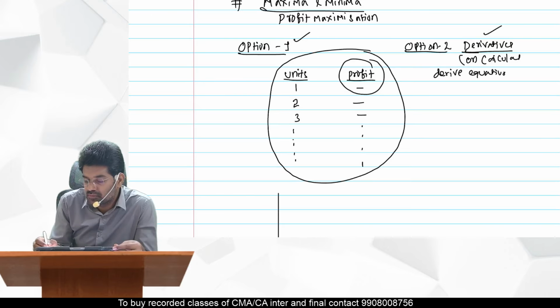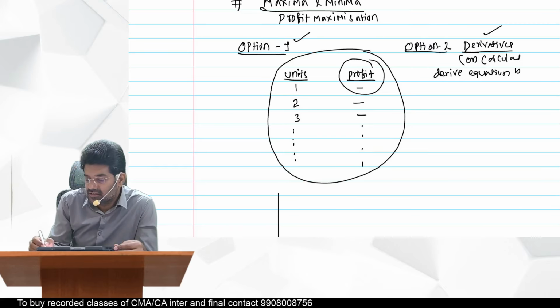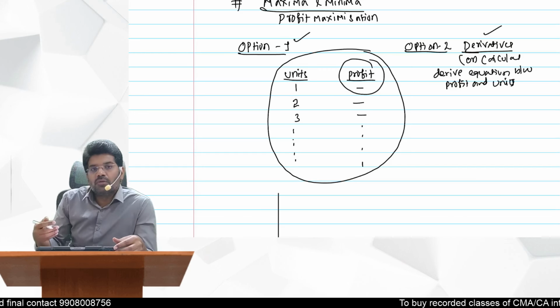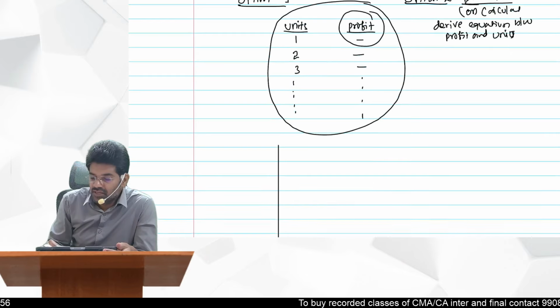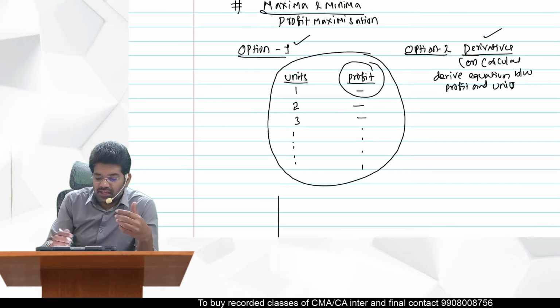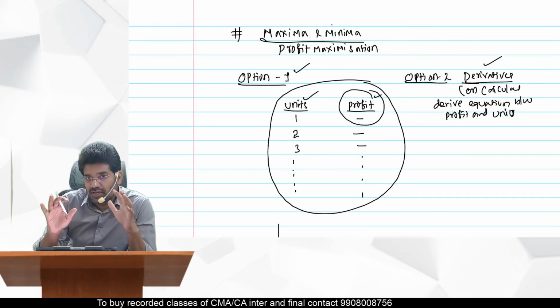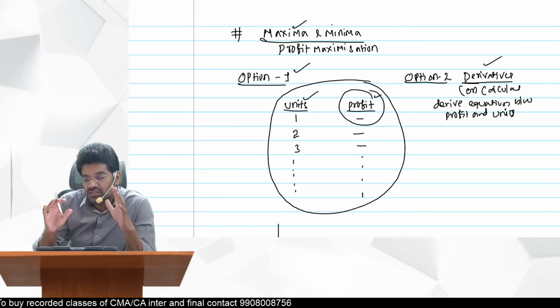Equation for which one? Derive an equation between profit and units. Then you need to apply the derivatives to that. This is what we are going to do. Now if I try to plot these units and profit here, because what is our objective here? To achieve the maximum profit or the minimum cost.